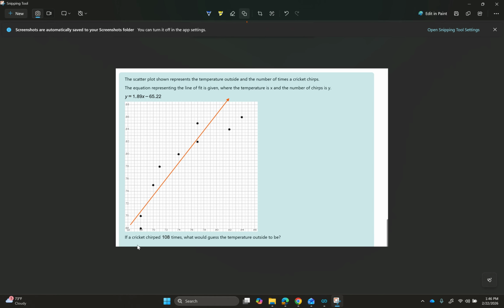And what they asked me was, if a cricket chirps 108 times, what would you guess the temperature outside to be? So what do you think will be the temperature outside? So for the cricket chirps, we're going to do something really similar to what I showed you in the last exercise. I'm going to use this equation right here, where the y is the number of chirps, and I'm going to replace the y with 108. So now I'm going to have an equation that I'm going to have to solve for x, okay?